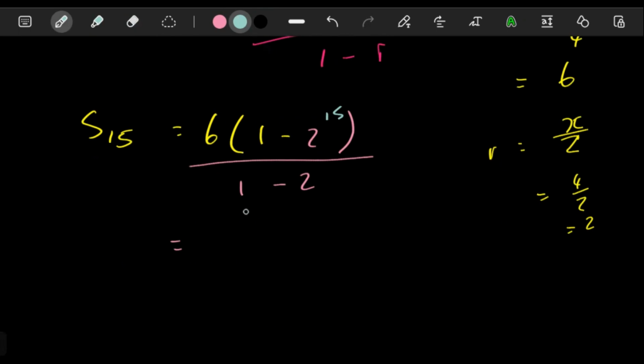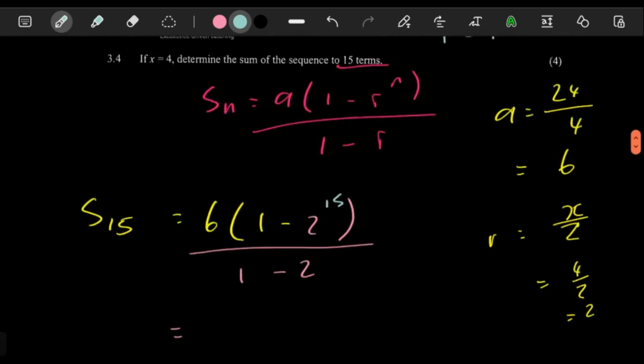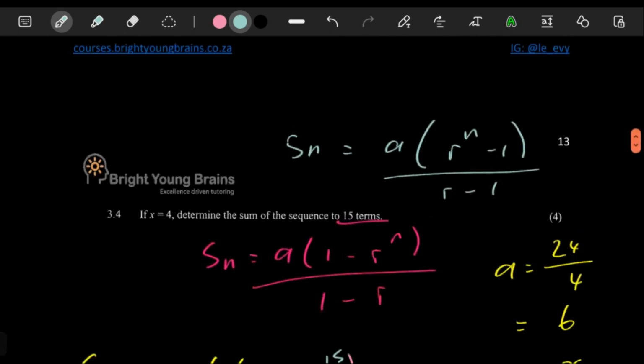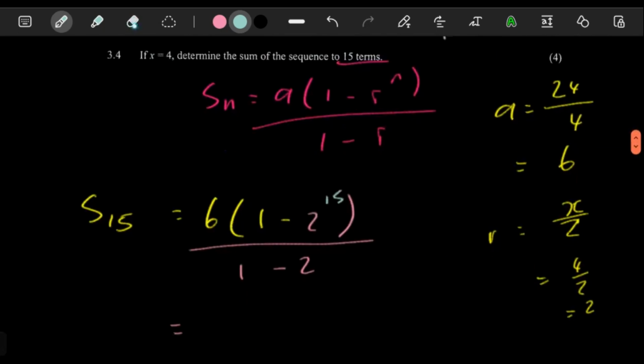Okay, so let's see. Oh, no, this is not right. What? Yeah, this doesn't seem... But how come our value of r is a positive number now? Oh, if r is a 2, then it means it's not a sequence that's converging anymore.